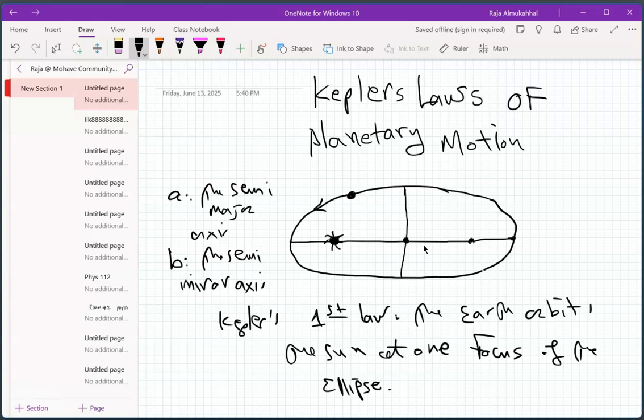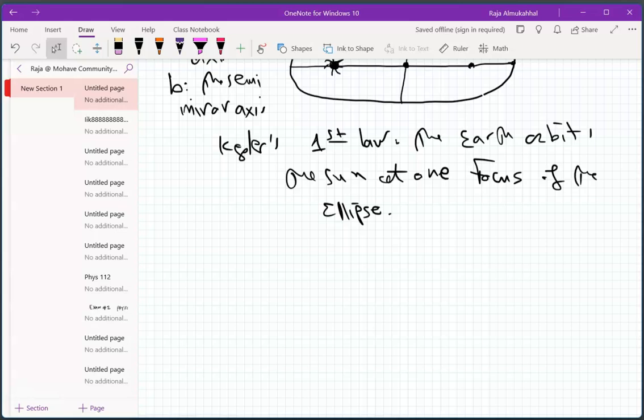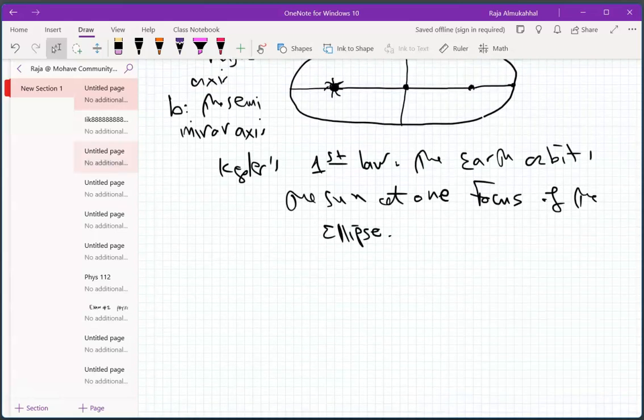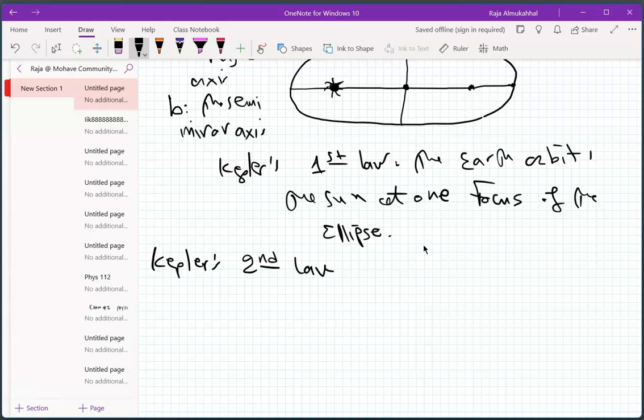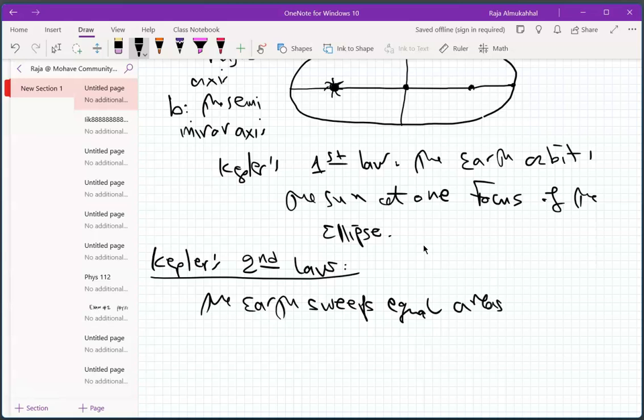The second law, basically, let me just write it down and I'll explain it to you. Kepler's second law says the Earth sweeps equal areas in equal time intervals. Okay, in equal time intervals.